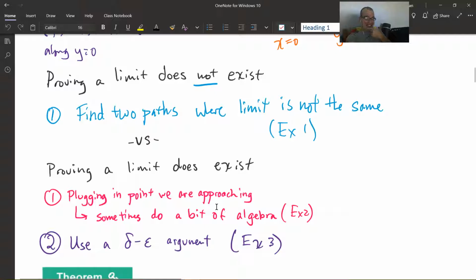And then this is the one that you really don't want to have to do because it can be long and tedious. We will take a look at an example of this, actually using a delta epsilon argument, that'll happen in example 3. And generally what that means is you want to find delta as a function of epsilon.